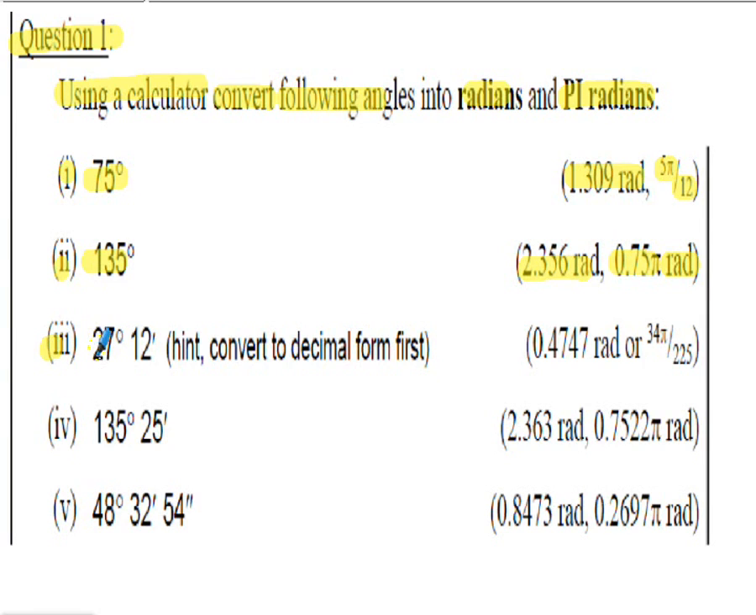Question 3, we're asked to convert 27 degrees and 12 minutes into radians. There's a hint here to convert to decimal form first of all, as shown on the previous slides, and then into radian form. So solutions are 0.4747 radians, or 34 pi upon 225. Again, the pi radians format might be given in the calculator you're using. I'll let you review the last two questions at your own pace, but don't forget to convert first of all the sexagesimal notation into decimal notation.